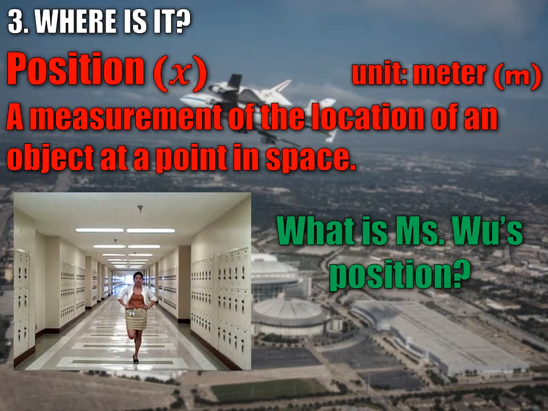Let's try to understand a little bit more about what position is. I want you to look at this picture. This is Miss Wu. She's on the 3rd floor at Fremont High School in the main building. Miss Wu used to teach chemistry at Fremont, but she's moved on to bigger and better things. So the question is, what is Miss Wu's position? Now, please realize that when you give me the measurement of her position, you must give it to me with the unit meter.